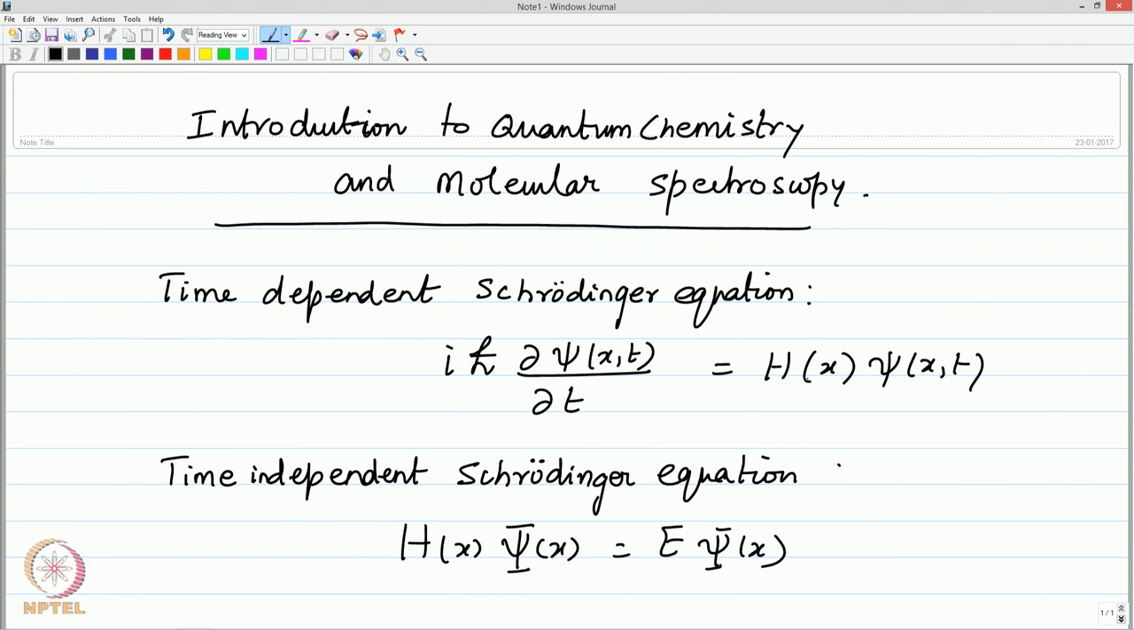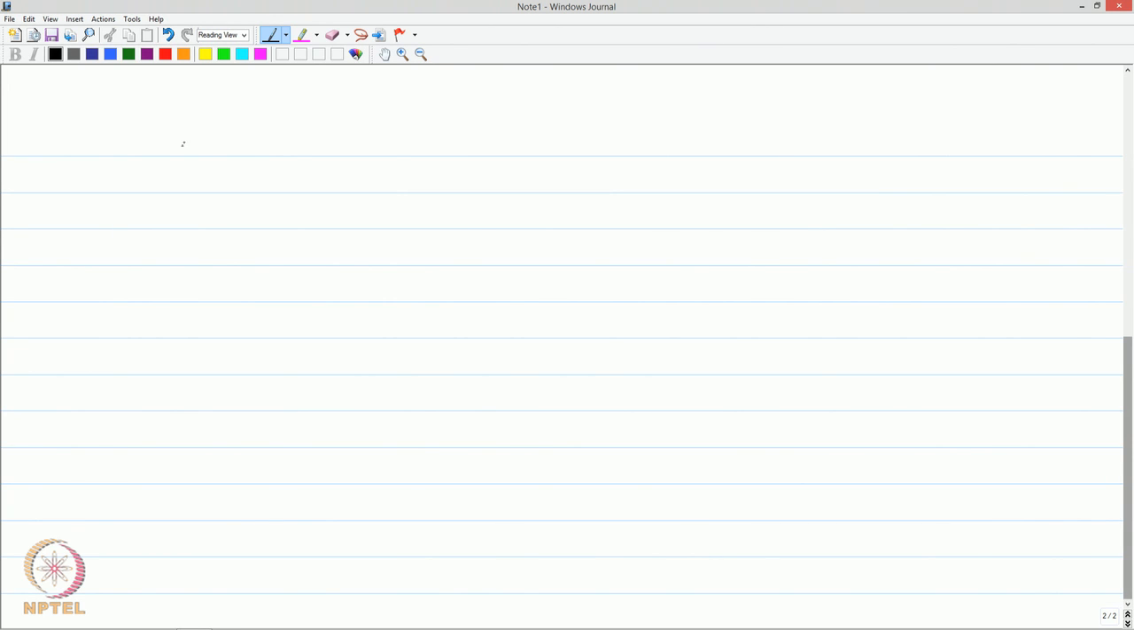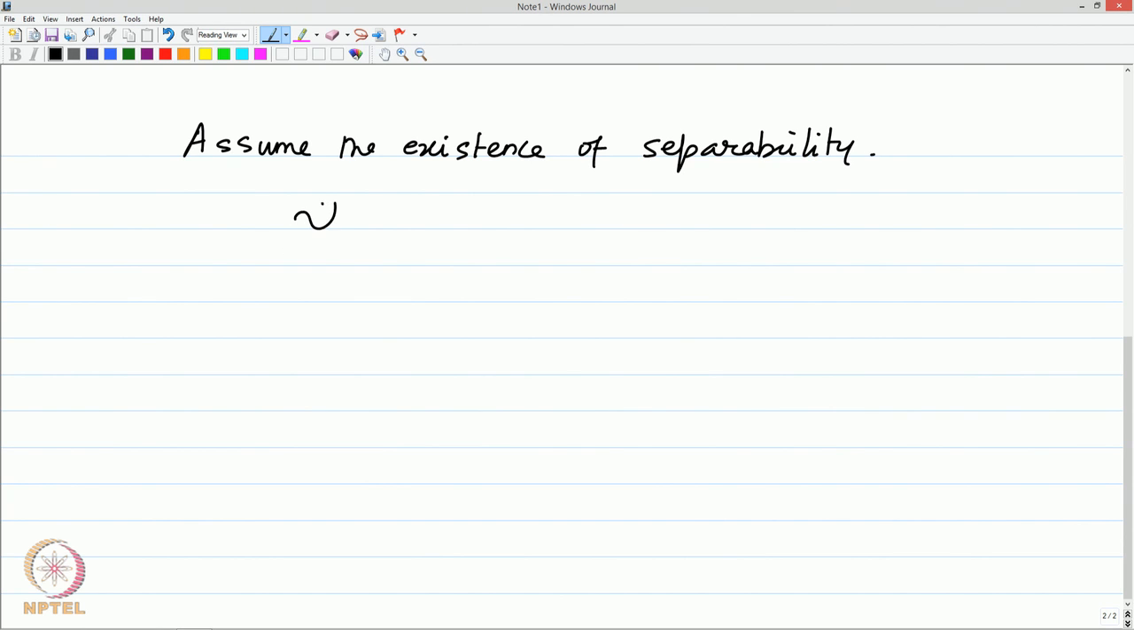Now, if the Hamiltonian is time independent, how do we get this equation: H of x times a function which is only dependent on position, a capital psi of x? This is different from the full wave function, and that is equal to a constant which has the dimensions of the Hamiltonian, namely the energy, times the same capital psi function. Now, the process is to assume the existence of separability for such problems, namely to write psi of x, t as proposed.